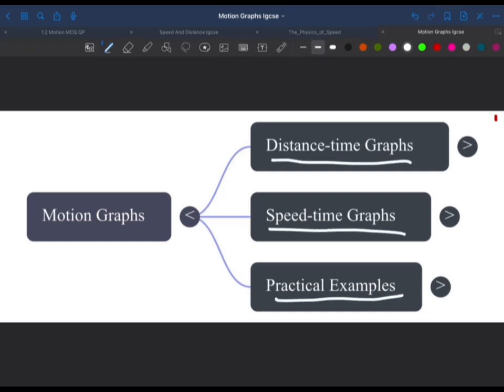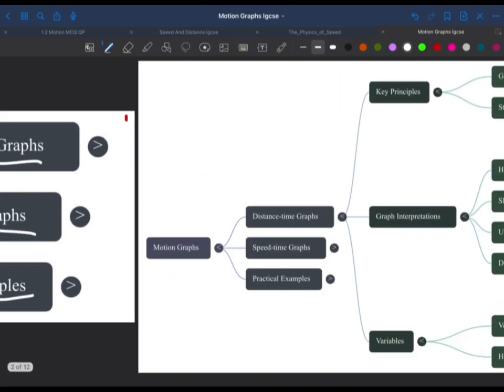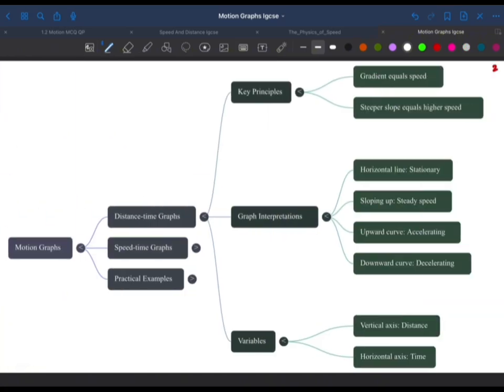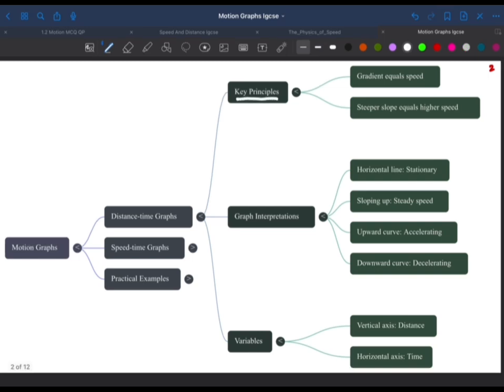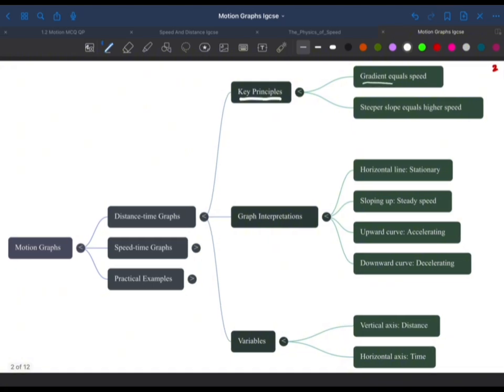The first of all is your distance time graph. As far as the distance time graph, you have certain points to remember. Key principles. What are key principles? The simple thing is that the gradient of the distance time graph is speed. And when we are talking about the gradient, a steeper slope equals higher speed. It means that if you have a steeper slope, then you are representing the higher speed.